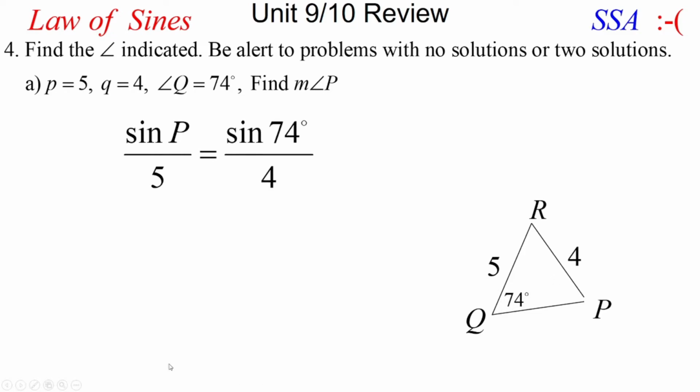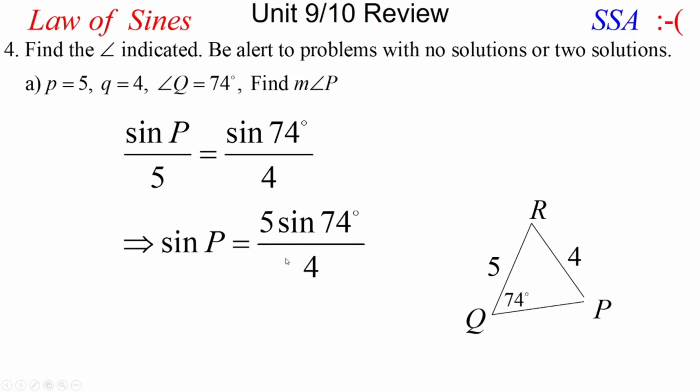All right, so let's try to solve this for P. So the first thing you would do is multiply both sides by the 5. So I'm going to say sine of P then equals 5 times sine of 74 over 4. Now, that 5 over 4 right there, this may be a number greater than 1. So let's check that out.